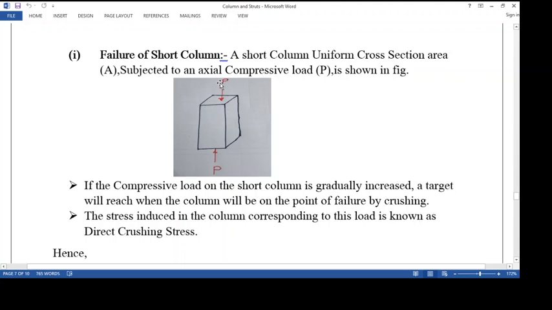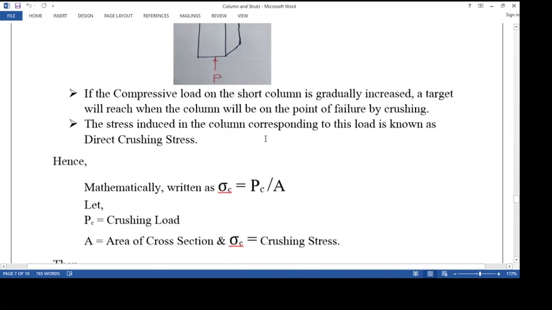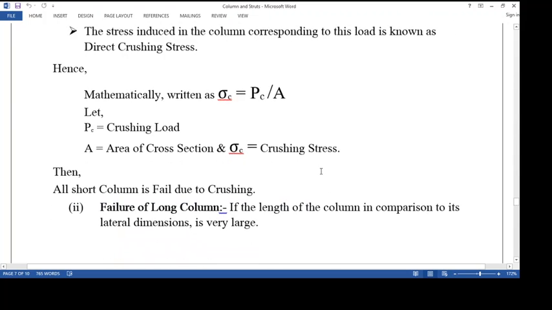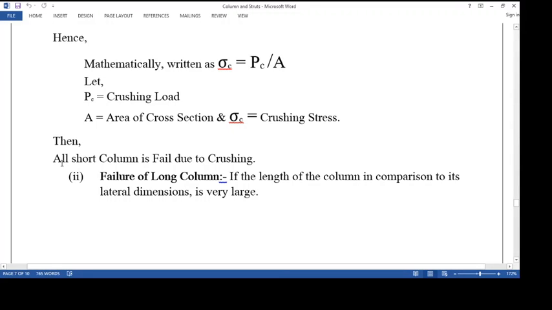Let's see load by area. What is the definition? Load by area is equal to stress. Here, crushing load and cross sectional area. Crushing load divided by cross sectional area is equal to direct compressive stress. Mathematically written as sigma C. Sigma C means direct compressive stress is equal to P suffix C, where P suffix C means crushing load, divided by cross sectional area. You see here, all short columns fail due to crushing.